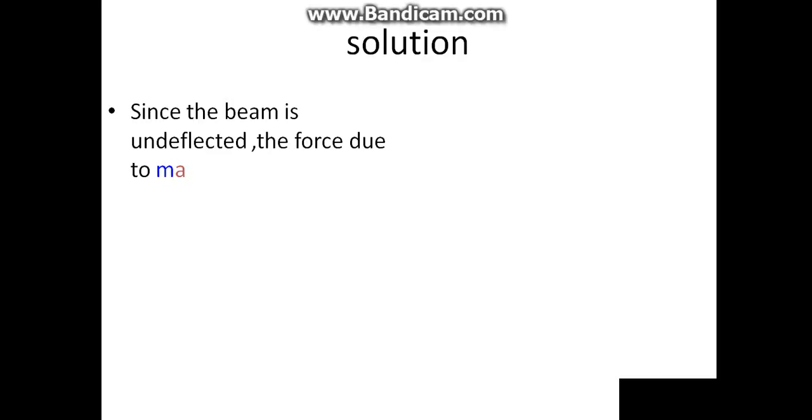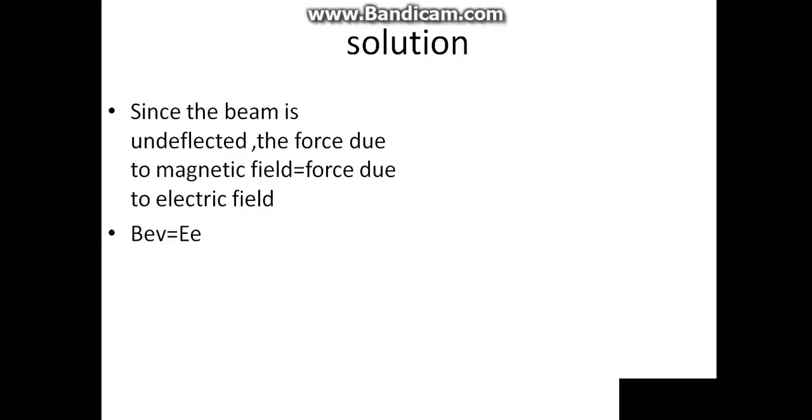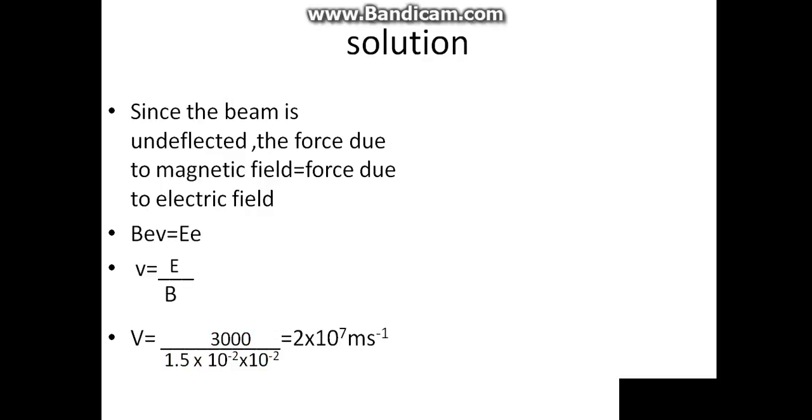Solution. Since the beam is undeflected, the force due to the magnetic field is equal to the force due to the electric field. BeV = eE, so V = E over B. Substituting the values, we have 3000 over 1.5 × 10^-2 × 10^-2, which is equal to 2 × 10^7 meters per second.